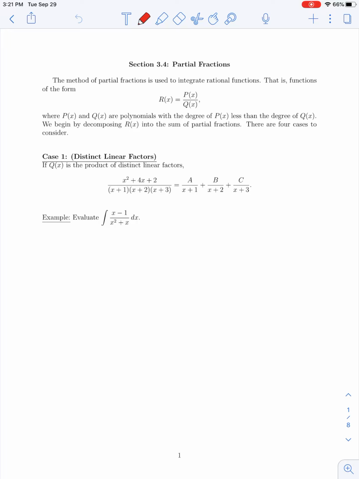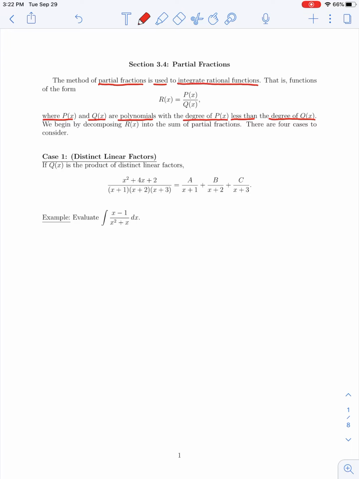So for this new technique of integration, partial fractions, when is it used? It is used to integrate rational functions. Those are functions of the form r of x equals p of x over q of x, where p and q are polynomials and the degree of p, the degree of the numerator, is less than the degree of q, the denominator.